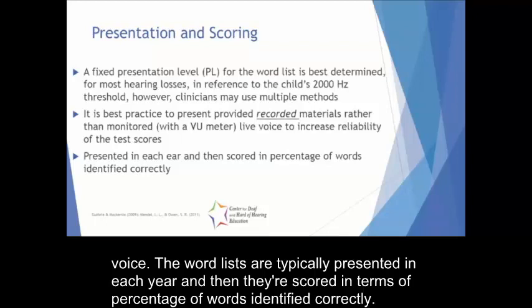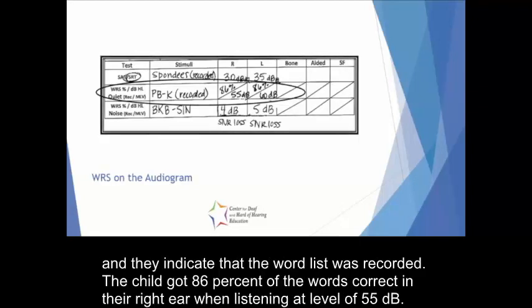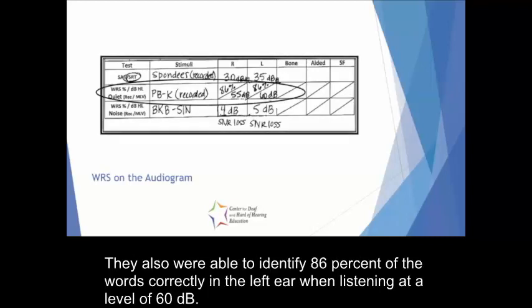This is an example of what a word recognition score may look like on an audiogram. As you can see, they have PBK listed as the type of word list, and they indicate that the word list was recorded. The child got 86% of the words correct in their right ear when listening at a level of 55 dB. They also were able to identify 86% of the words correctly in the left ear when listening at a level of 60 dB.